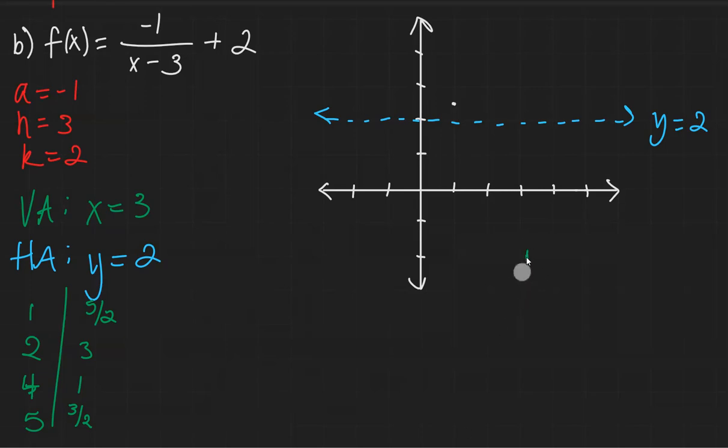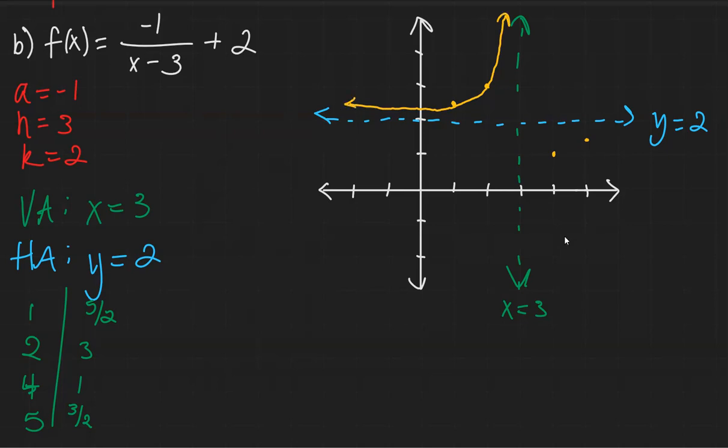Let me try to put that more on the line. Okay, x equals 3. Always label them so we know that they are asymptotes. Then let me use yellow to graph it. We have 1, 5/2, 2, 3, 4, 1, and 5, 3/2. 3/2 is 1.5. It's right there. So you can see it a little bit. We have this as our graph.